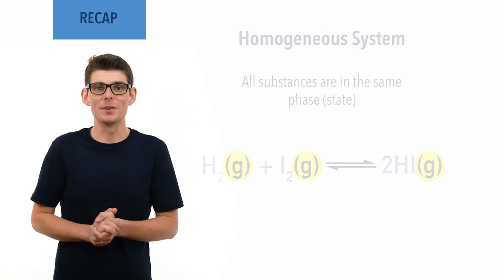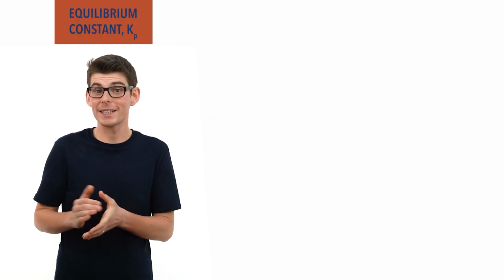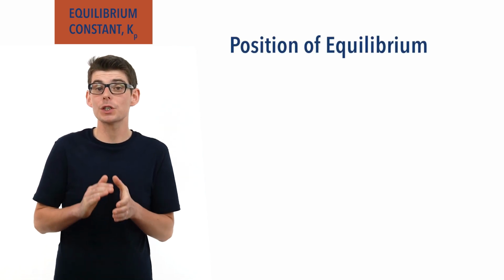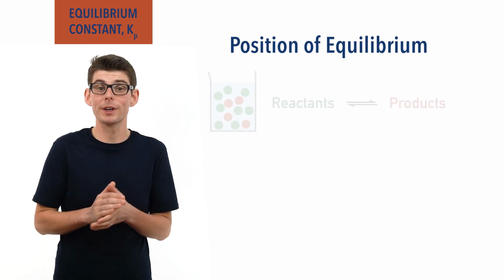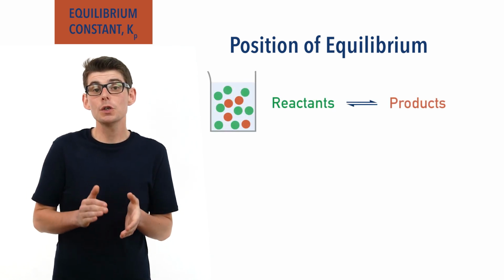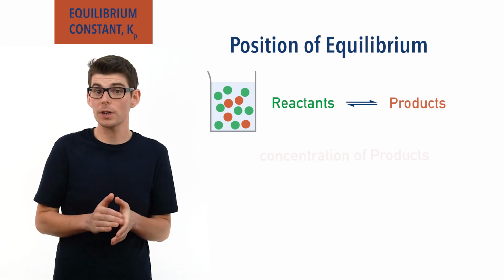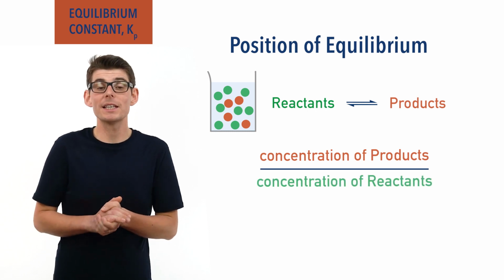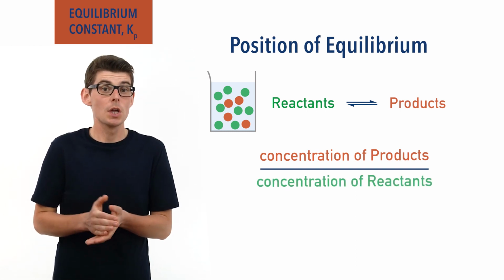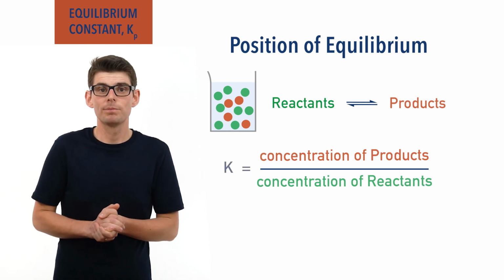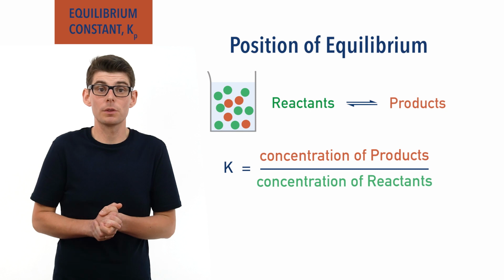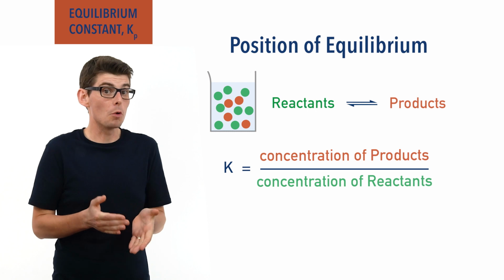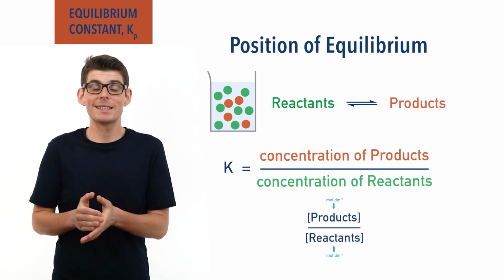Recap done? Let's go! When dealing with systems that are at equilibrium, if we want to know an exact position of equilibrium, we need to compare the amounts of products to reactants in the mixture. To do this, we divide the concentrations of products in the mixture by the concentrations of reactants. The value obtained is referred to as an equilibrium constant, represented with a capital K. There are several different types of equilibrium constant, but the most general one used is based on molar concentrations, mole per decimeter cubed, and is called Kc.